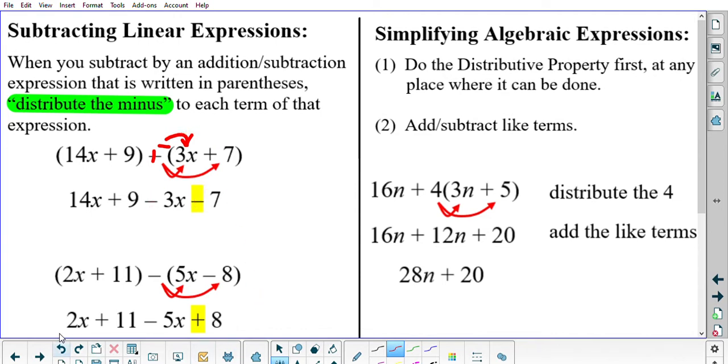But I'm not going to lie to you. In Algebra 1, you will probably distribute the minus instead of making it plus negative and distributing the negative. It really is the same idea, though.